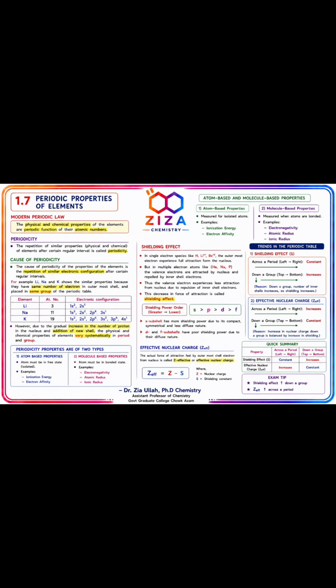Let's start with the modern periodic law. The modern periodic law states that the physical and chemical properties of elements are periodic functions of their atomic numbers. This law forms the foundation of the modern periodic table.